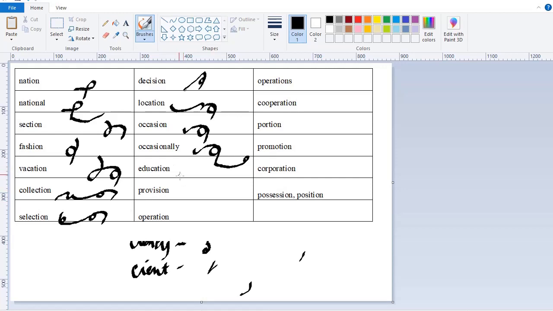Next, we have education. Okay, next, provision.